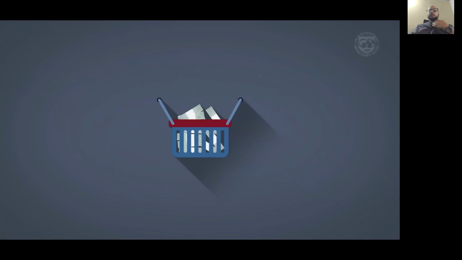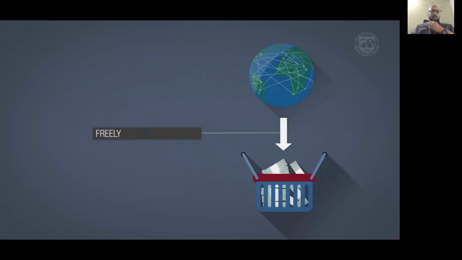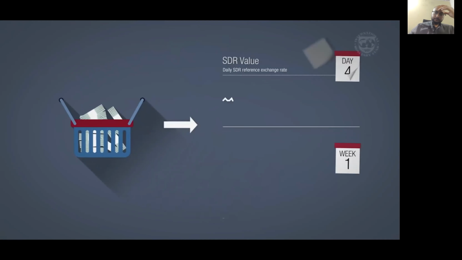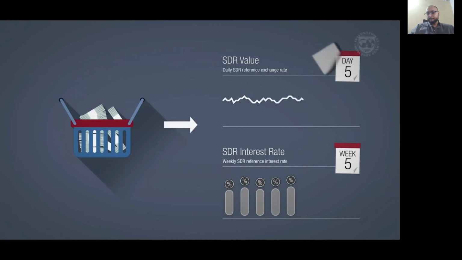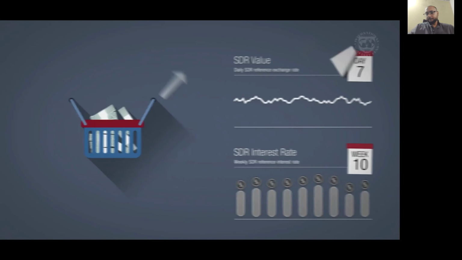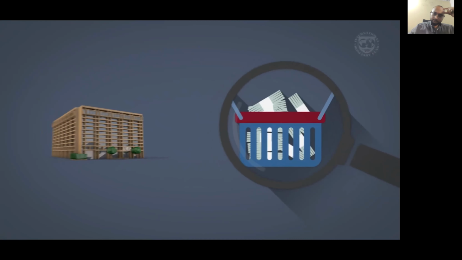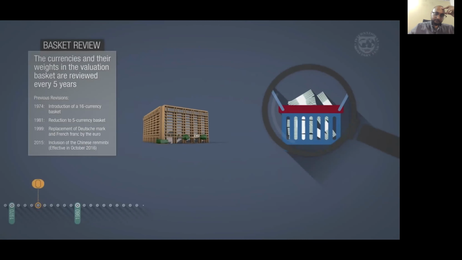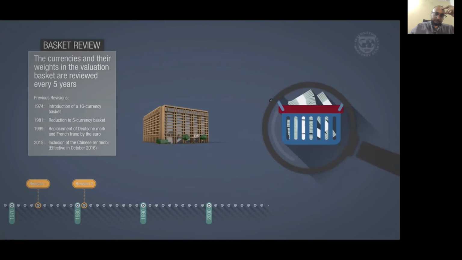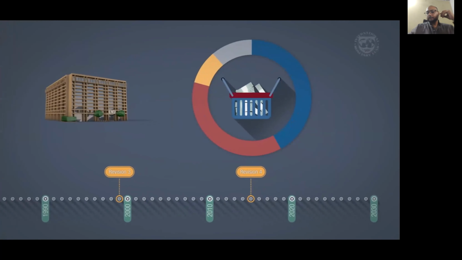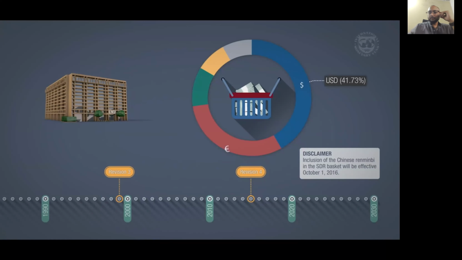The value and yield of the SDR are defined using a basket of major currencies, which are selected due to their importance in the world's trading and financial systems. The SDR value is calculated daily, while its interest rate is determined on a weekly basis. The IMF Executive Board reviews the composition of the SDR basket every 5 years. This composition is revised to reflect major changes in the roles of various currencies in the world economy, and thus to enhance the attractiveness of the SDR as a reserve asset. In its most recent review in 2015, the board expanded the basket to include a fifth currency, the Chinese renminbi. The basket will now include the US dollar, euro, Chinese renminbi, Japanese yen, and pound sterling.